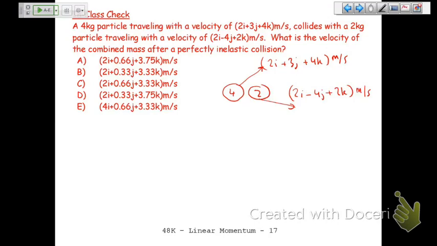What is the velocity of the combined mass after this perfectly inelastic collision? I told you that the 2 stick together. So afterwards, I'm going to get a combined mass with a certain velocity, and this is 4 and this is 2. So I go from those 2 down to that. So P initial equals P final.